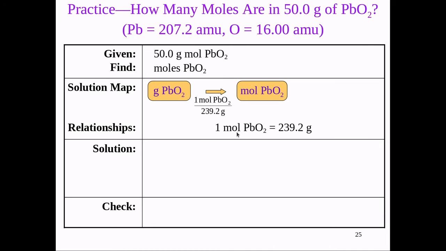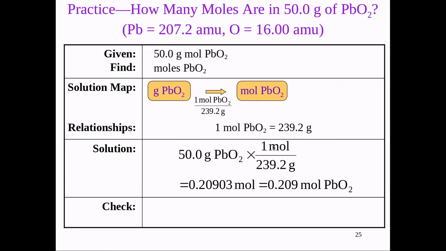We have our statement that 1 mole of lead oxide is equal to 239.2 grams. And we have a conversion factor here that 1 mole of lead oxide for every 239.2 grams. Once again, we're being careful about which unit we have in the numerator versus the denominator.